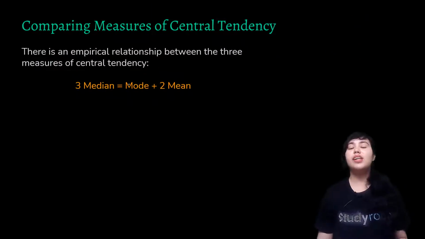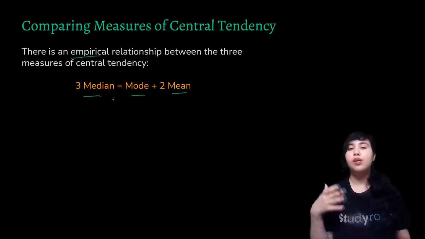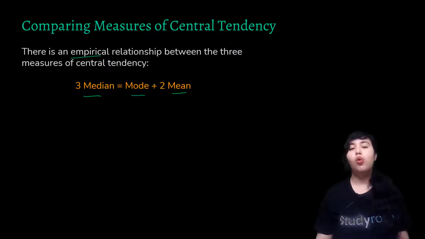So then we have a relationship between these three measures of central tendency: median, mode, and mean. This is a relationship which is empirical in nature. Empirical means this relationship has been observed in many cases. So by observation, we are giving this relationship, which is 3 median is equal to mode plus 2 mean. This comes in very handy, trust me.